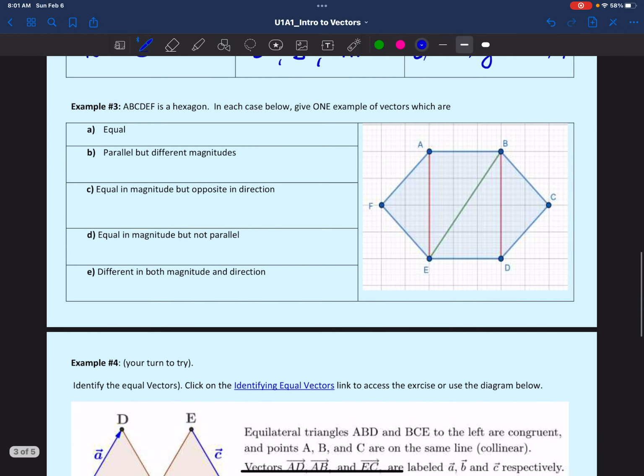In the next exercise, we're given a regular hexagon. And what we want to do is give an example of vectors as described. So 2 equal vectors. Obviously, you can find more than 2 sets, but I would say vectors AB and ED are equal. It is important again, and I must emphasize, whenever we name a vector, we start from the tail and we finish with the head. Now, parallel but different in magnitudes. So vectors FA and EB are parallel.